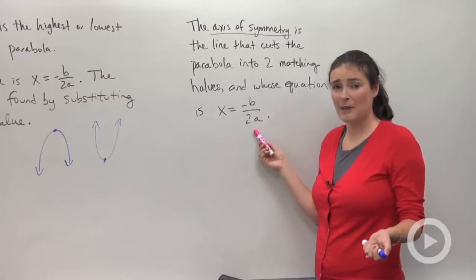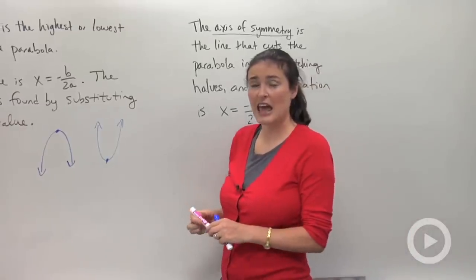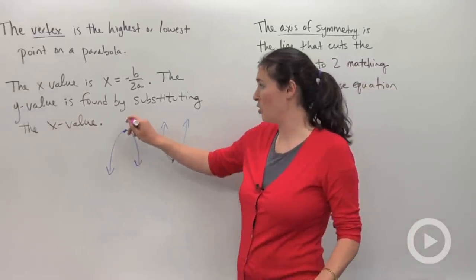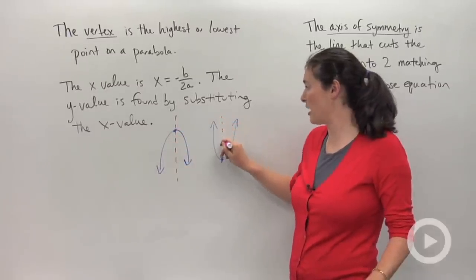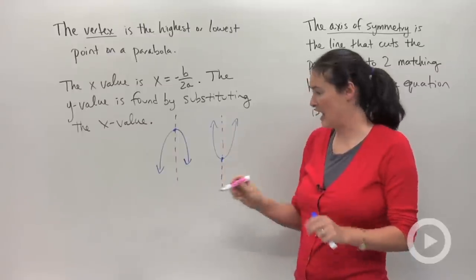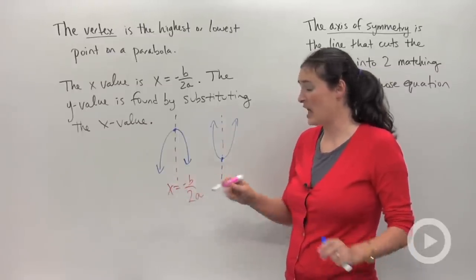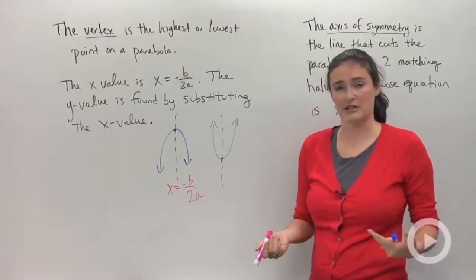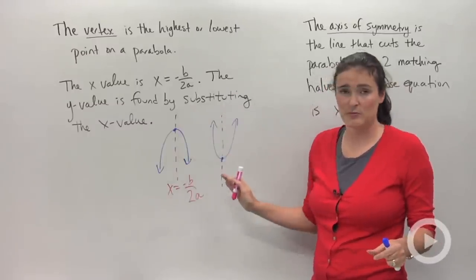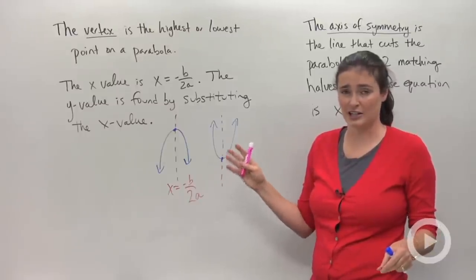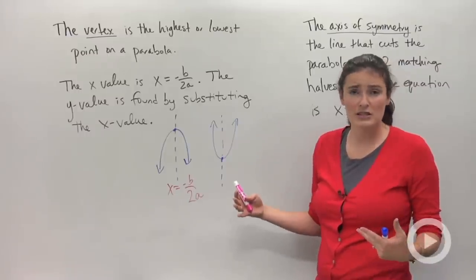So if I go back to my picture, I can show you guys here what the axis of symmetry looks like. It's the vertical line that goes through the vertex like that. It cuts the parabola into two matching halves, and it has the equation x equals negative b over 2a, just like the x-coordinate of the vertex. That's really useful when you're drawing graphs. This axis of symmetry business can help you get some points onto your graph without having to do the mathematical calculations. So these are two important definitions.